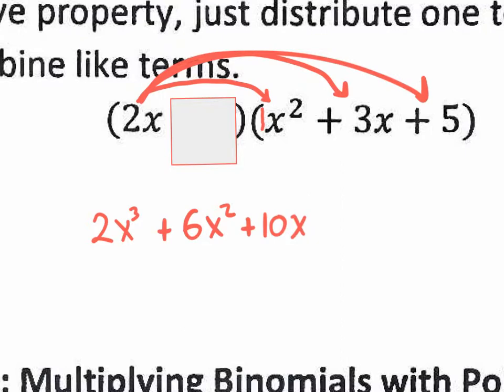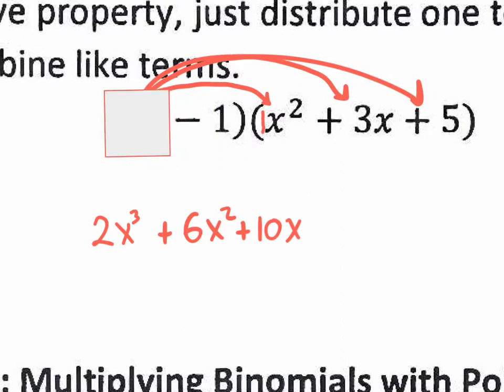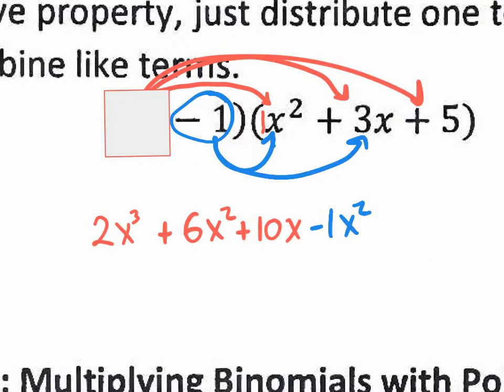Let's ignore the 2x. So here we go. Let's distribute now the negative 1. I want to use a different colored pen. Negative 1 times 1x squared. That's simply going to be negative 1 with an x squared. And then negative 1 times 3x. That'll simply be negative 3x. And then negative 1 times positive 5. That is simply negative 5.